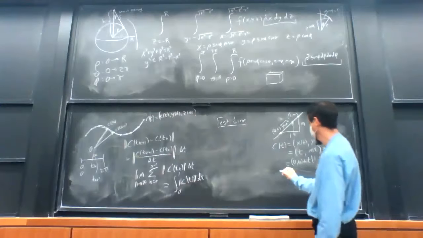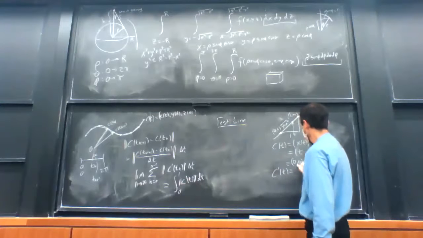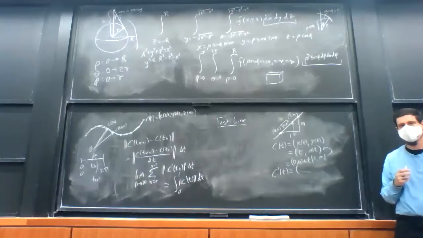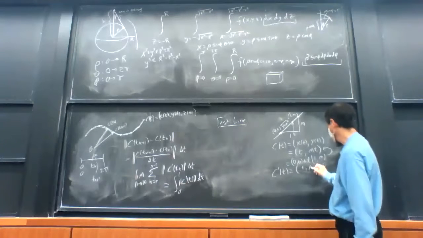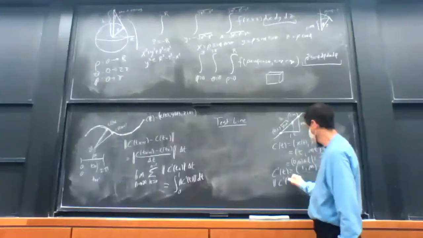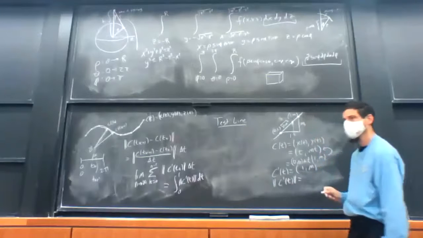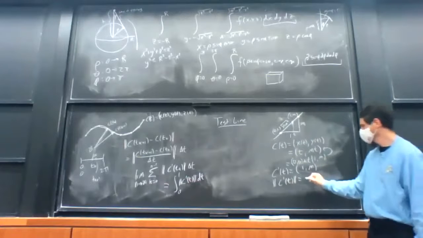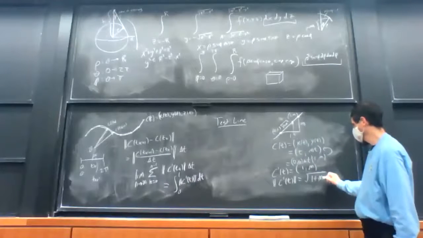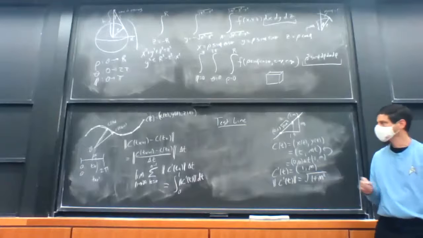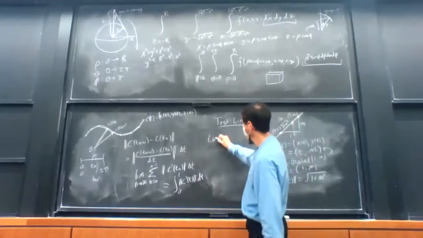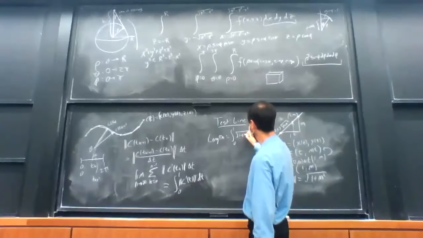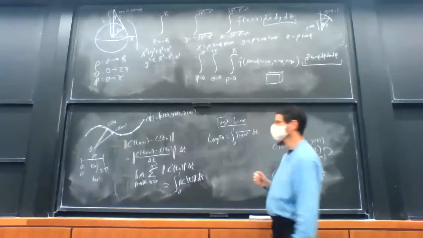So now we need to calculate c prime of t. So if c of t is t comma mt, what's c prime? 1 comma m. So what would be the length of c prime of t? It would just be the square root of the sum of the squares. So it would just be the square root of 1 plus m squared. And so now to calculate the length, we get the length to be the integral from 0 to 1 of the square root of 1 plus m squared dt.